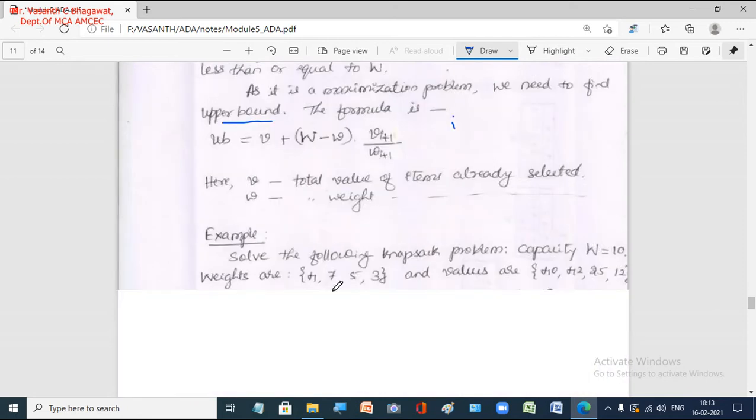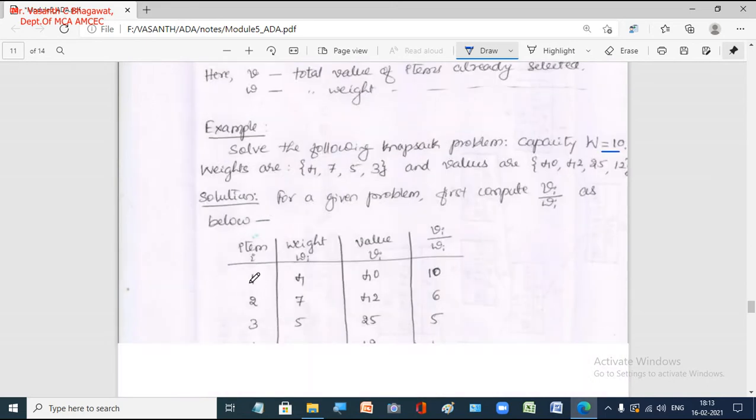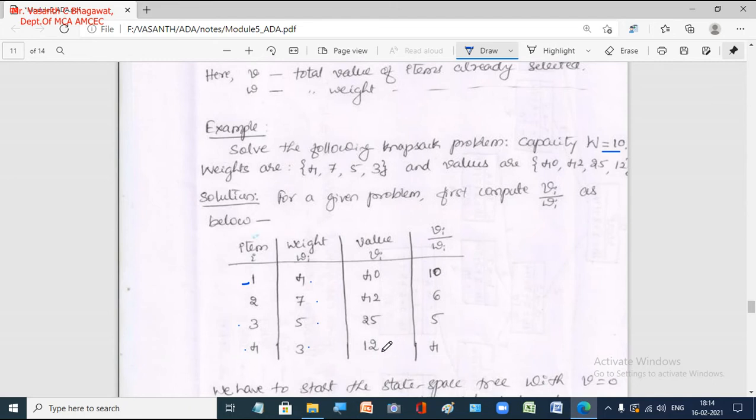Now let us try to solve the problem: how we find the upper bound and draw the state space search. The problem is given to us. We have to solve this knapsack problem. The maximum capacity W is 10, and there are 4 items. The weight of item 1 is 4 kg, item 2 is 7, item 3 is 5, and item 4 is 3 kg. The profits are given too. We write them in a table: for the first item the profit is 40, for the second item 42, the third item 25, and the fourth item 12.